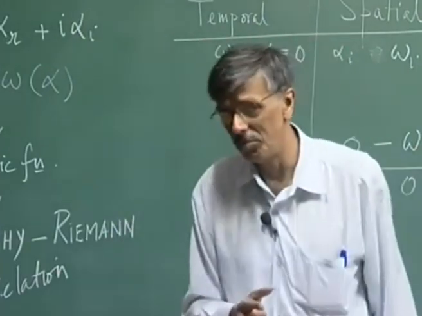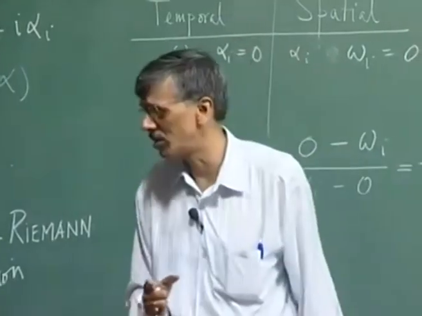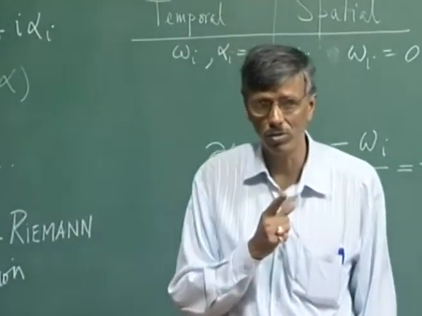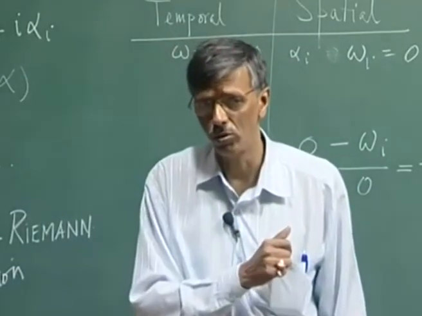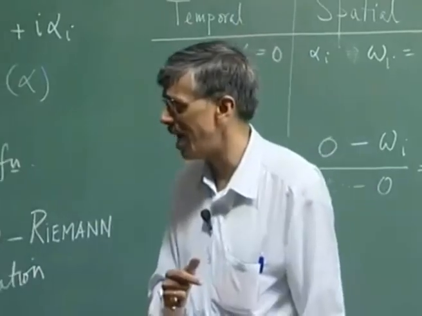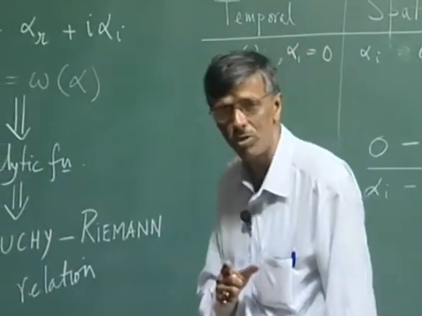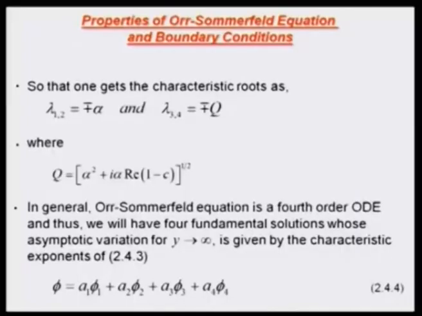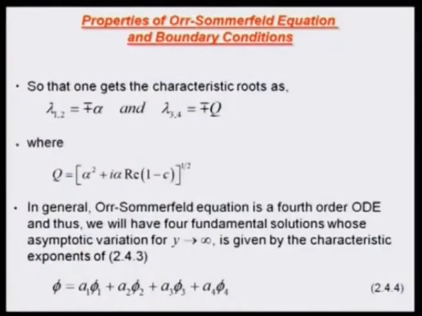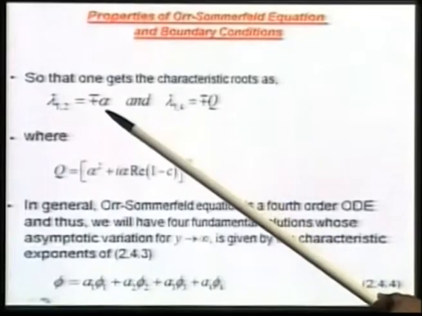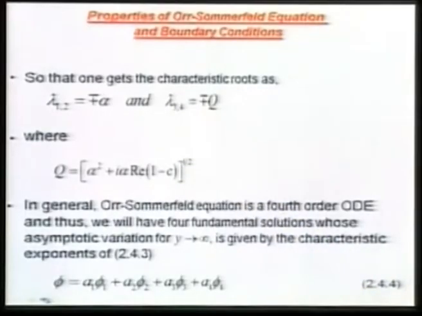So, we are alive to the situation, we are aware of the situation that we could have disturbances which go downstream, or we can have disturbances which can go upstream. At this point in time, let us focus our attention only on downstream propagating disturbances, and also the case where alpha r is positive. If that is so, then what happens to this part, A2 phi 2, as y goes to infinity is going to blow up, right. It is e to the power alpha y. So, y going to infinity, that will blow up.